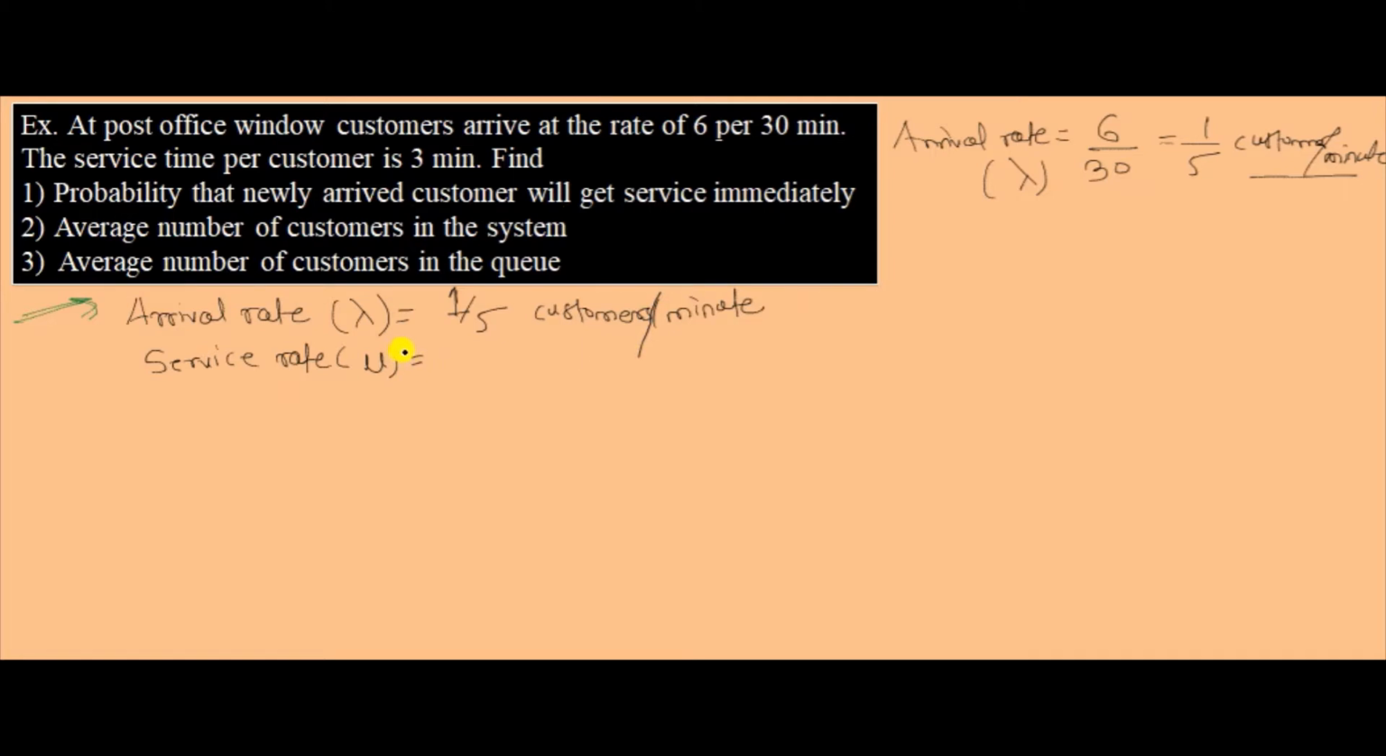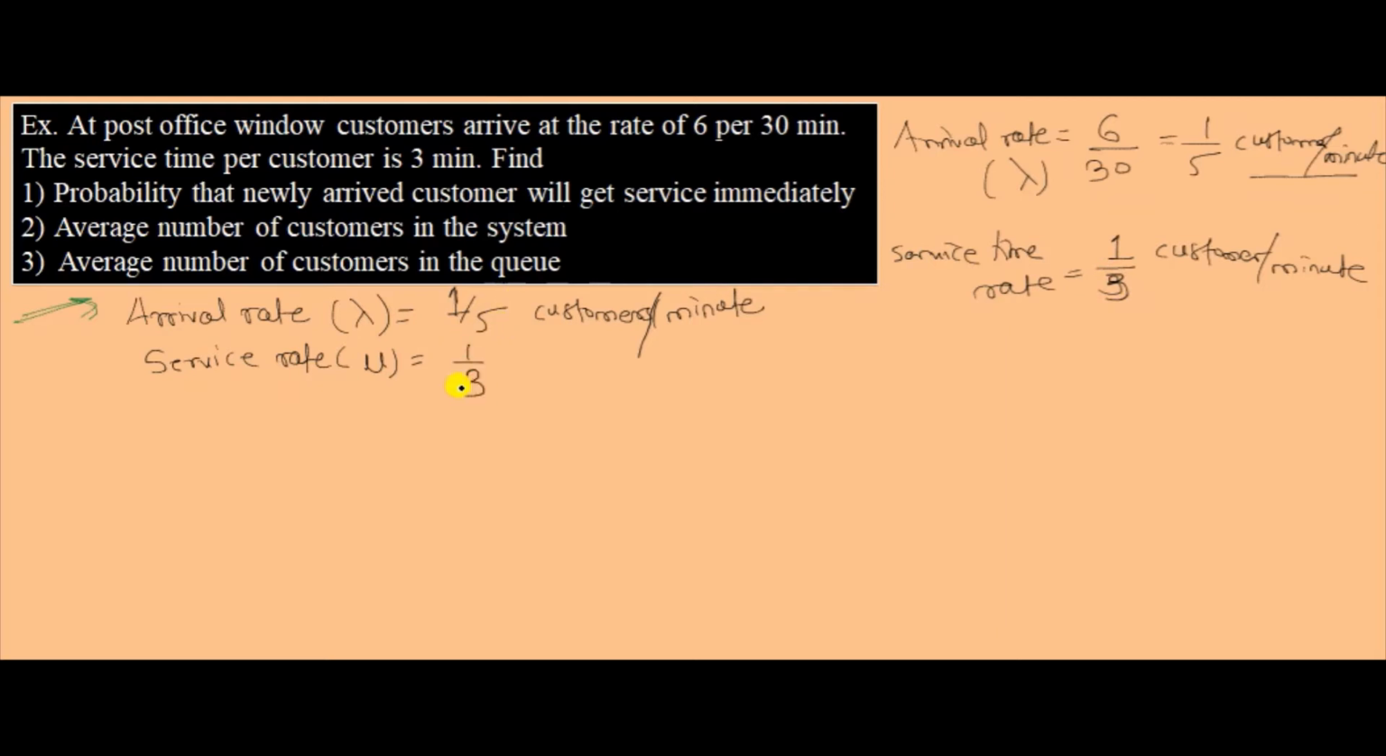Second, for the service rate, it says the service time per customer is 3 minutes. So the service rate is one customer in 3 minutes. That means 1 by 3 customers per minute. Simply 1 by 3 customers per minute.